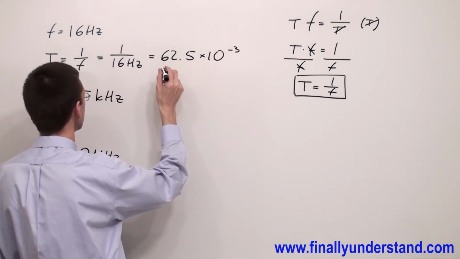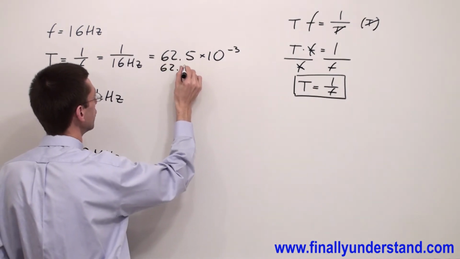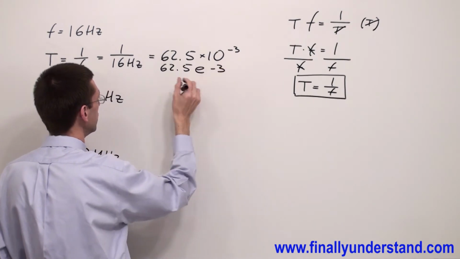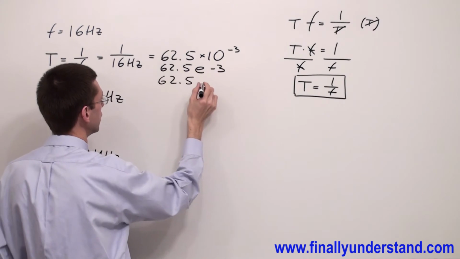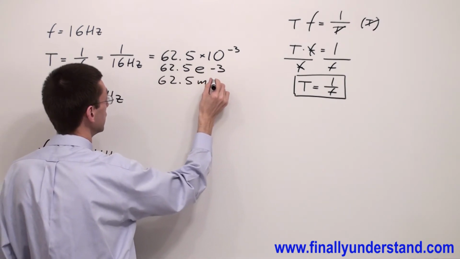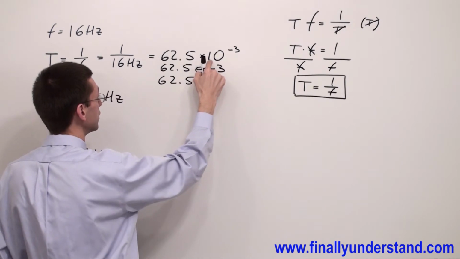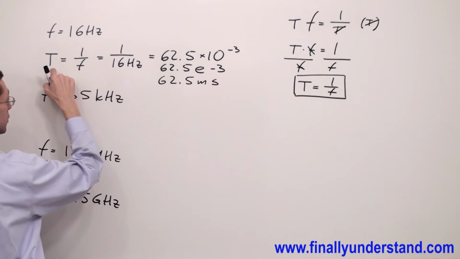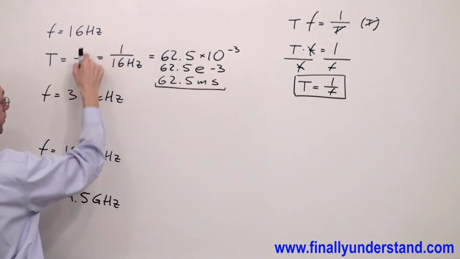Some of your calculators are going to show 62.5 e negative 3. It means this is 62.5 milliseconds. Milli, because I have a power of 10, 10 to negative 3, and seconds, because I'm looking for time. This is the solution for this problem.